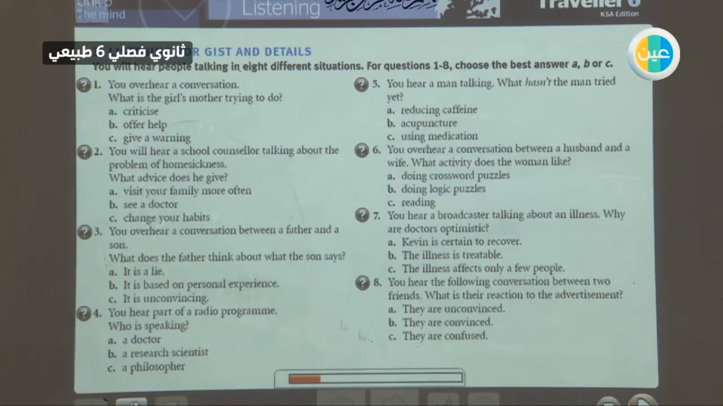So, which one is the correct answer? I believe that she is not criticizing, she is offering help, which is the lavender oil. Let's continue with number 2.